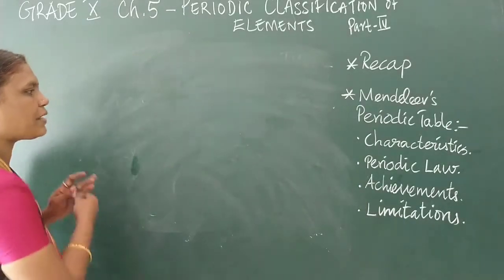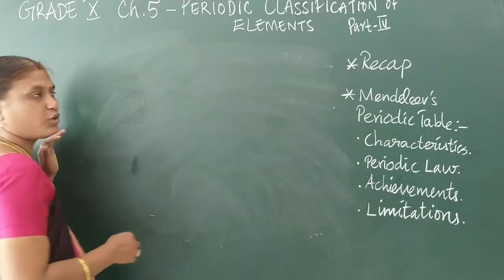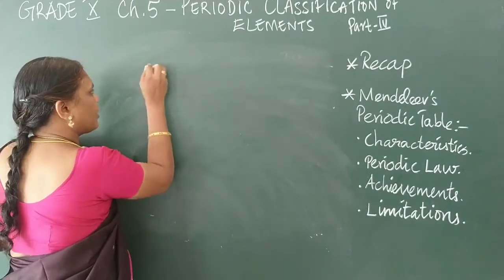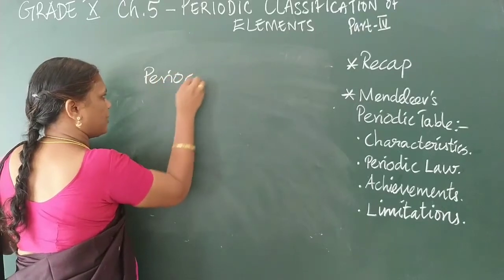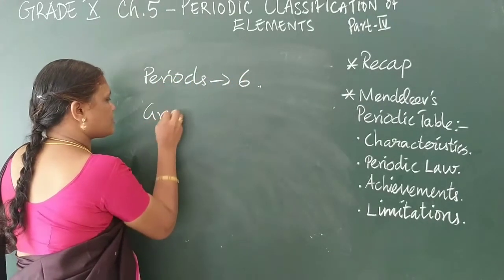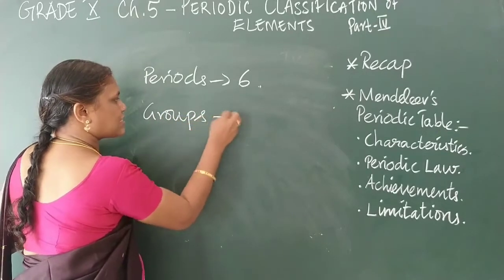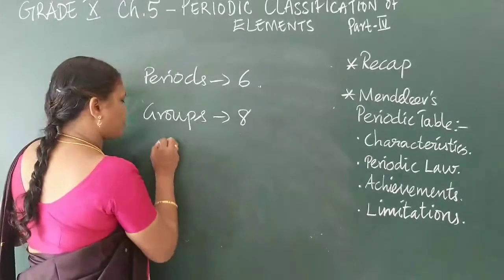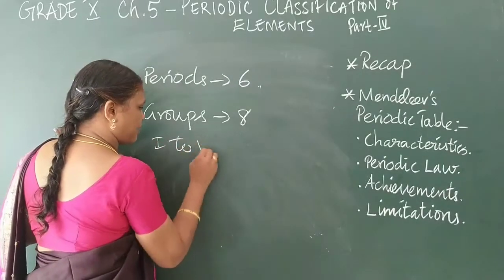How many periods and how many groups are there in the Mendeleev periodic table? There are 6 periods. How many periods? 6 periods. And how many groups? It has 8 groups. In the 8 groups, 1 to 7.